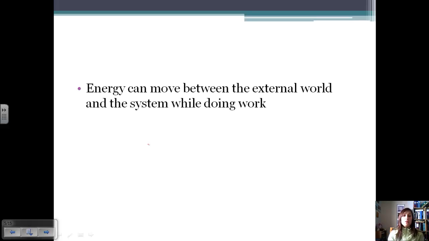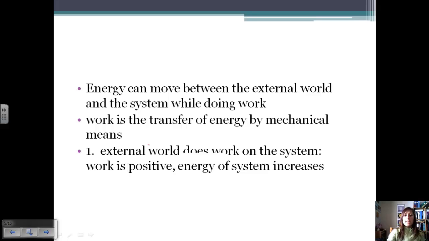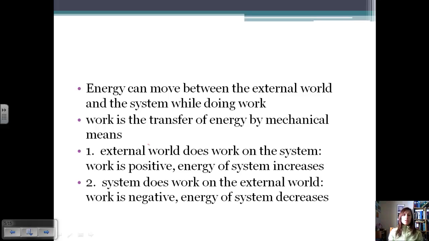Alright, well, energy can move between the external world and the system while doing work, so we can go back and forth. But work is going to be either positive or negative, depending on that transfer of energy. So work is the transfer of energy by mechanical means, and we can have two different perspectives on this. If the external world does work on the system, then work would be considered positive and the energy of the system would increase. If we had the opposite situation, where the system was doing work on the external world, then work would be negative and the energy of the system would decrease. And we'll do some examples of that.